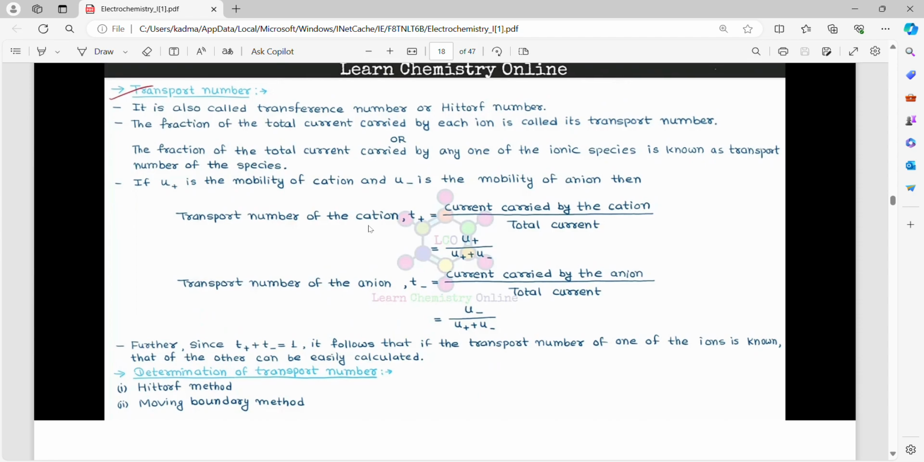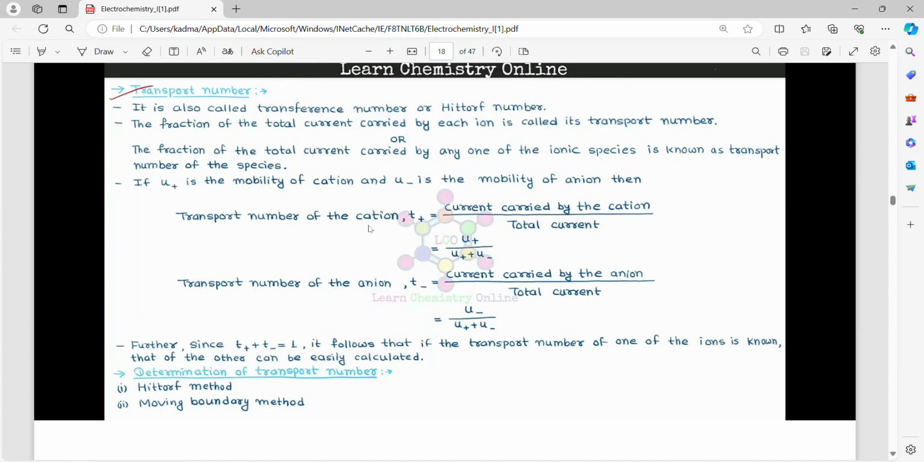Transport number. It is also called transference number or Hittorf number. The fraction of the total current carried by each ion is called its transport number, or the fraction of total current carried by one of the ionic species is known as the transport number of the species. If U+ is the mobility of the cation and U- is the mobility of the anion, then the transport number of the cation, T+, is equal to the current carried by the cation upon total current, which is equal to U+ by U+ plus U-.